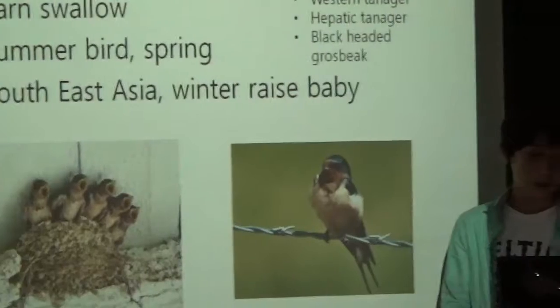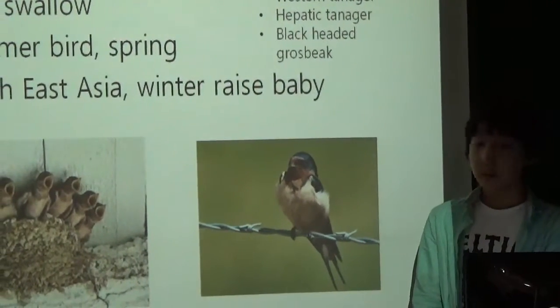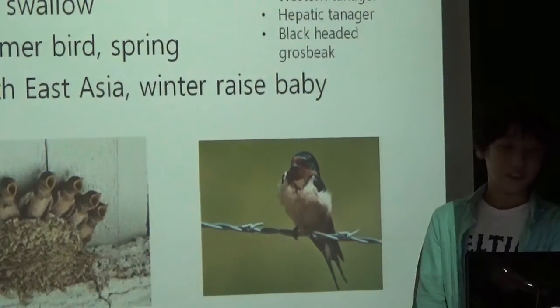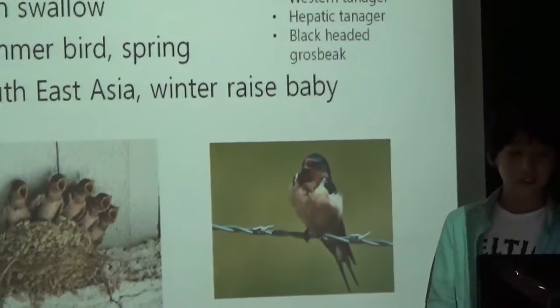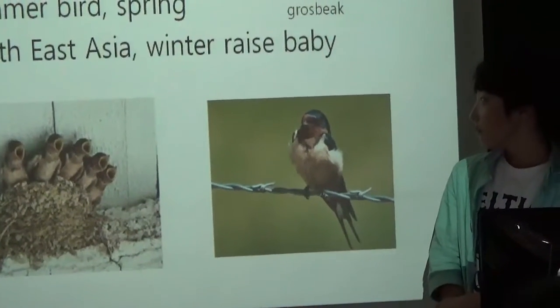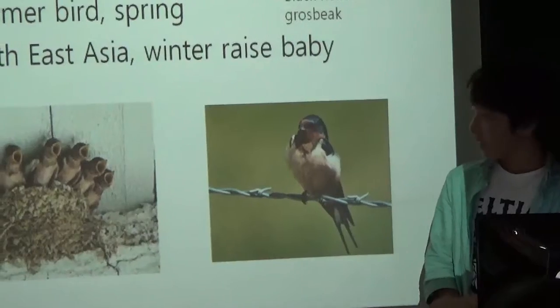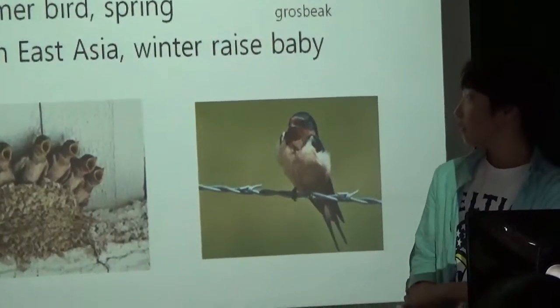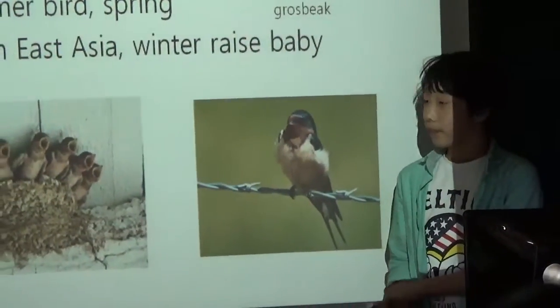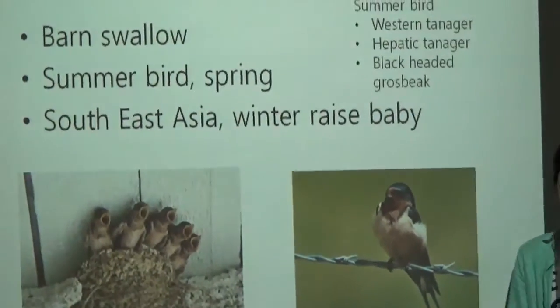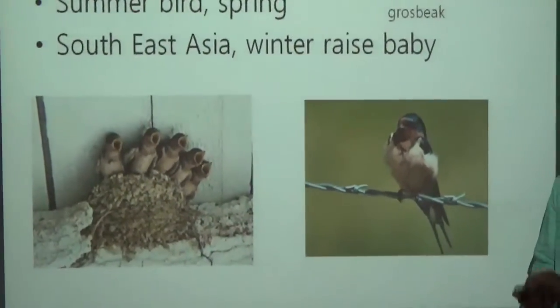Migration of summer birds. A migrating summer bird is the barn swallow. The barn swallow is a summer bird, and they come to Korea in spring. Then they go to Southeast Asia in winter and lay eggs.